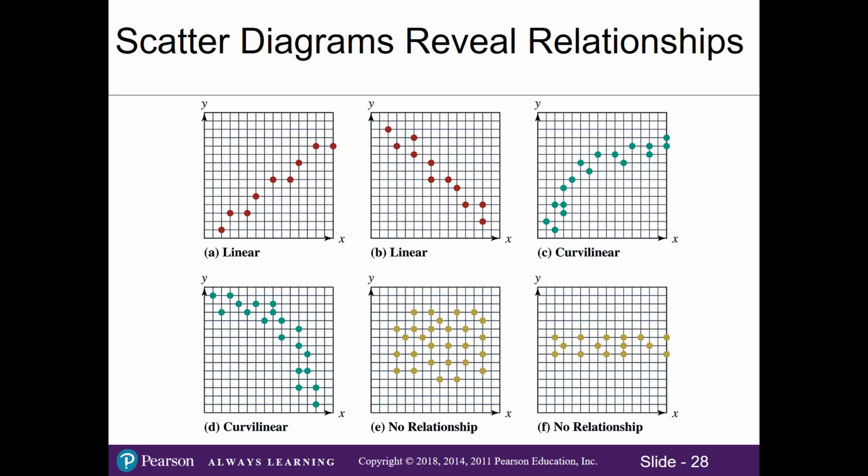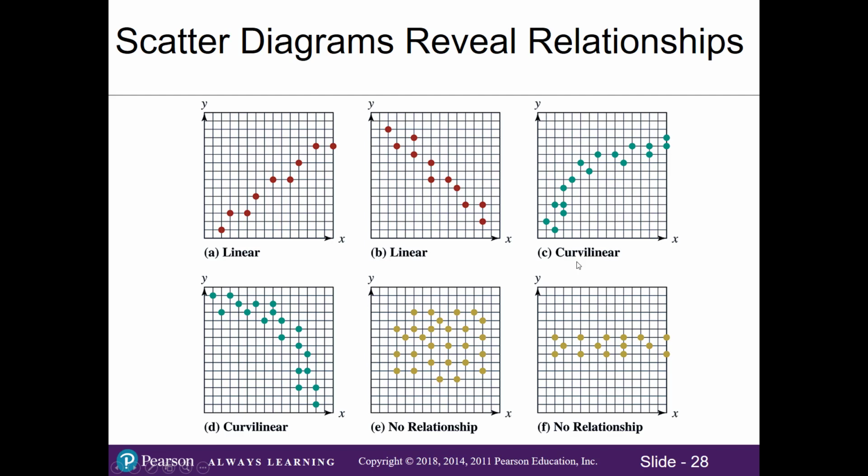So scatter diagrams help us see potential relationships between two quantitative variables. So as you can see in charts A and B, these are linear in that when I plot my x and y dots, I can imagine a line that crosses through them. In chart A, it's a positive linear relationship. As x increases, y also increases. Whereas in chart B, this is a negative linear relationship. So as x increases, y actually decreases.